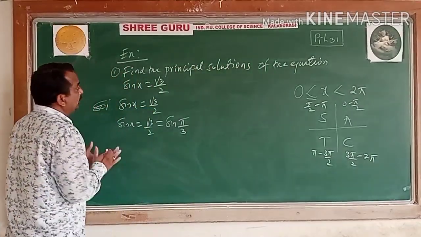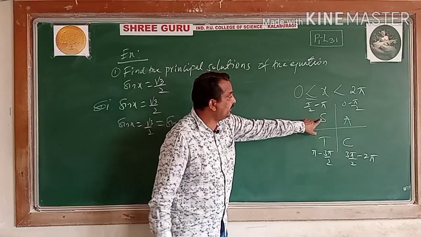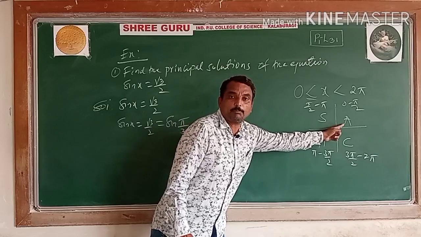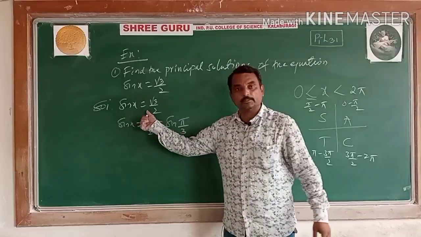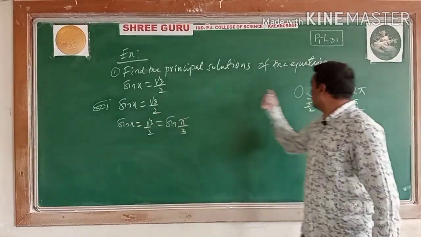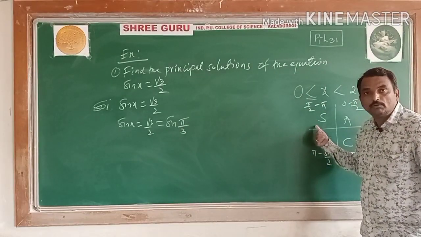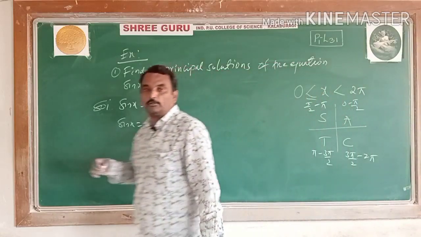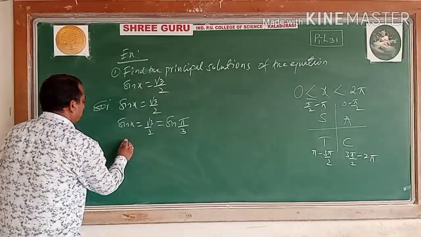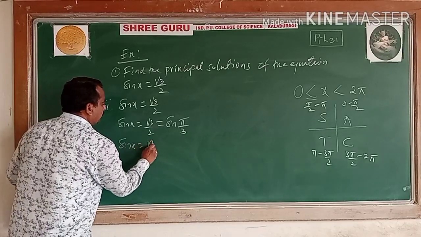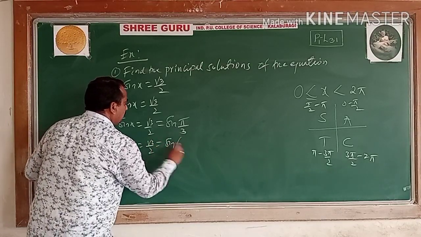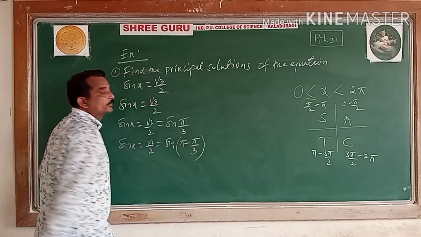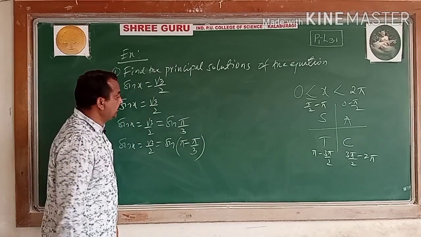So in this interval, does one more value also exist? The given value is positive. Where is it positive? In the first quadrant. This is the first quadrant value pi by 3, 60 degree. Is it possible in the second quadrant also? Sin is also positive in the second quadrant. Let us see how to write the second quadrant value. Sin x equal to root 3 by 2. Is it possible to write pi minus pi by 3 in the second quadrant?